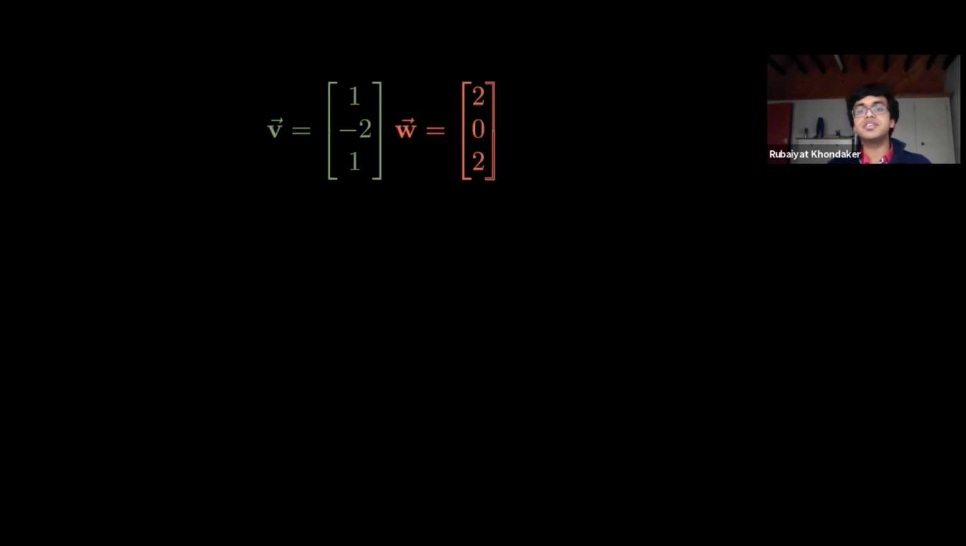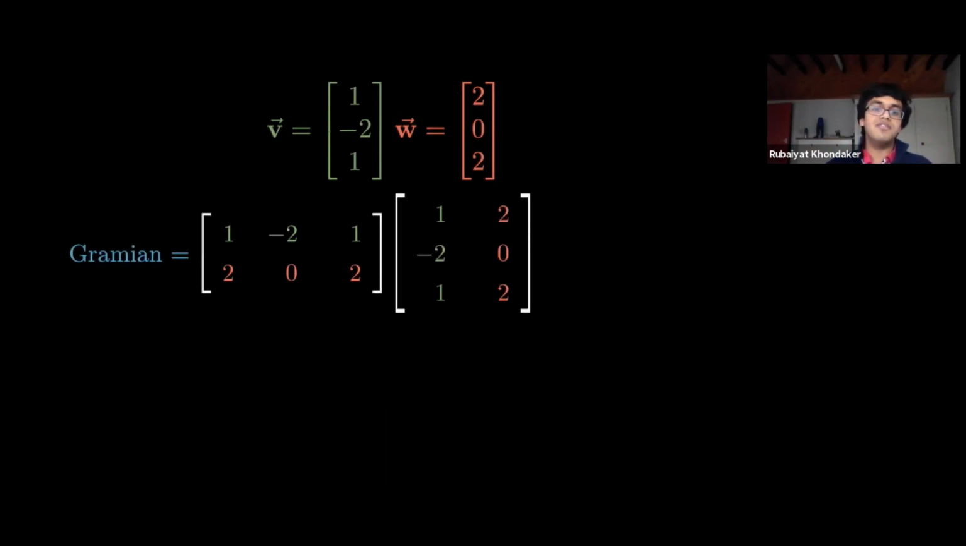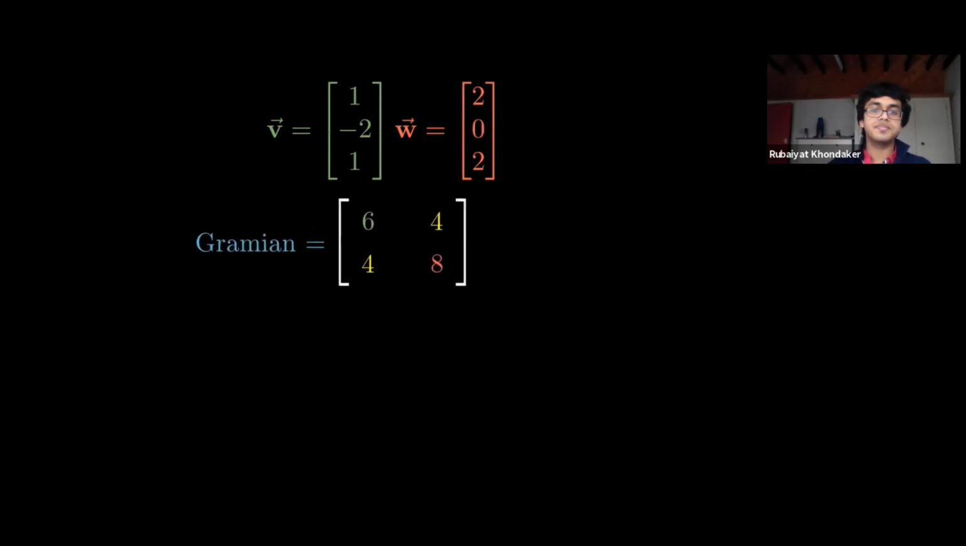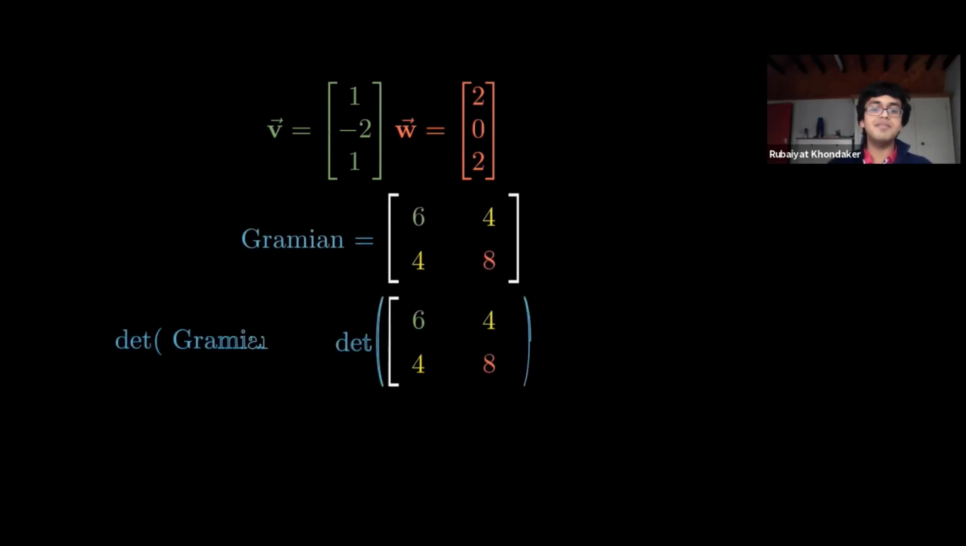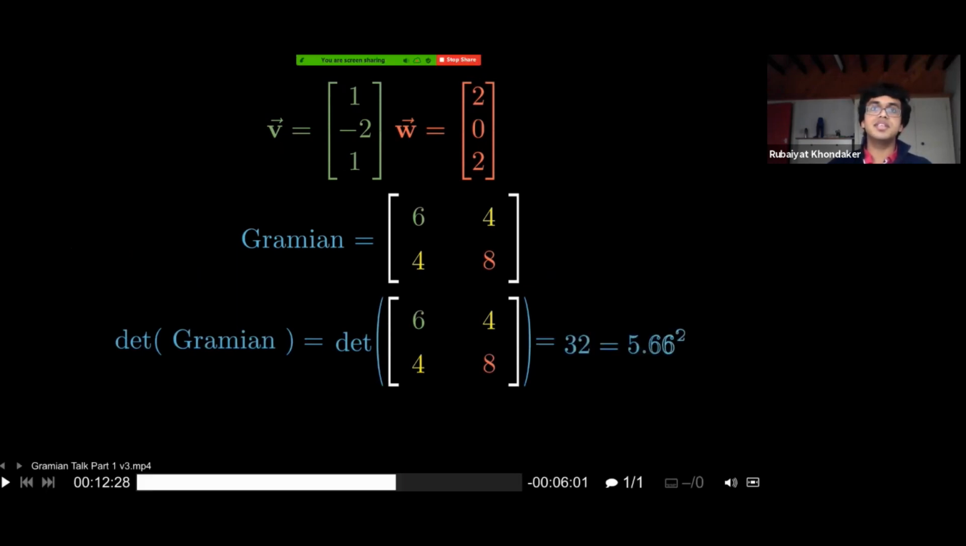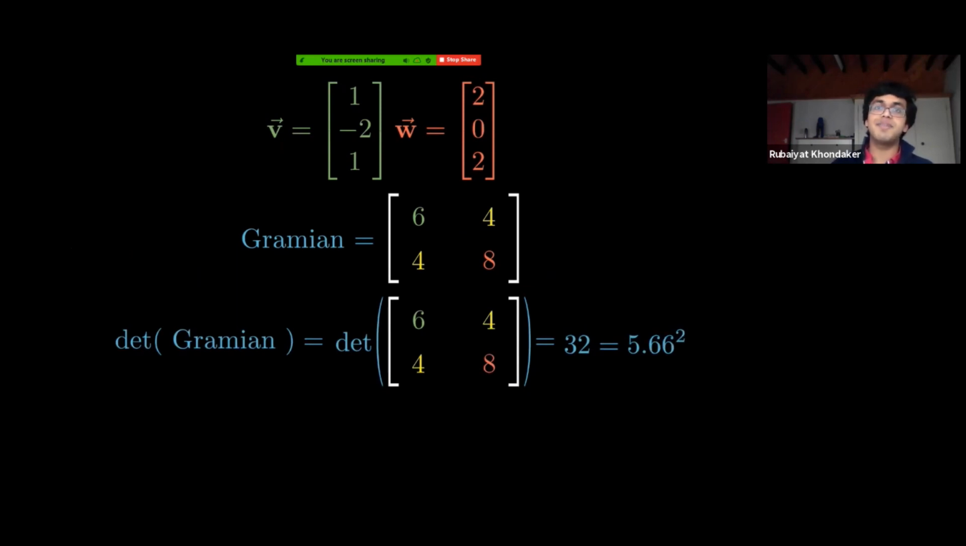So let's go through an example here. If you actually compute the Gramian here, it has entries 6, 4, 4, 8, as you've seen before. You take the determinant of that matrix, and it's 32, because 6 times 8 is 48, minus 16 is 32. And that's 5.66 squared. That's the square of the parallelogram area. So it does actually work. We're not crazy. At least not here.